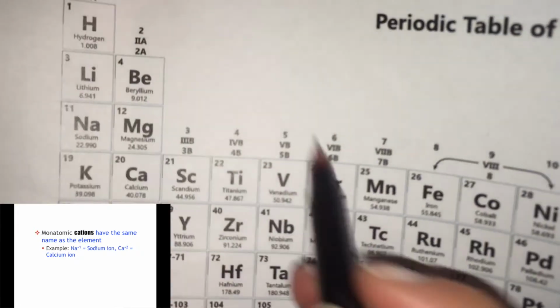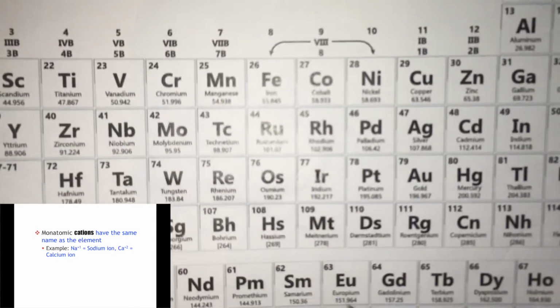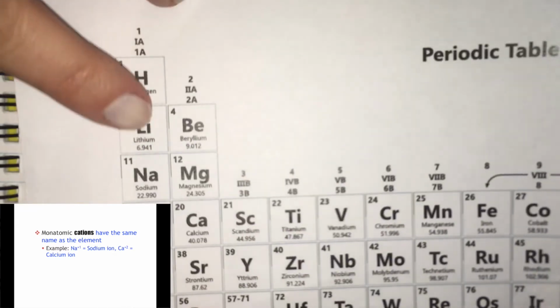Monatomic cations are basically one atom, and cation is positive. So basically anything over here on the metal side. A monatomic cation could be lithium. Lithium has a +1 charge. It could be magnesium, which has a +2 charge. These are both monatomic cations.